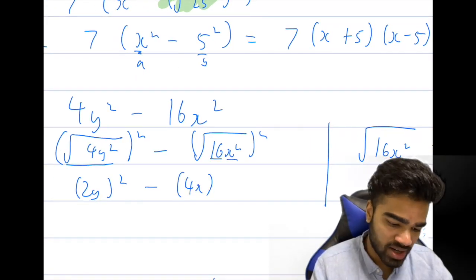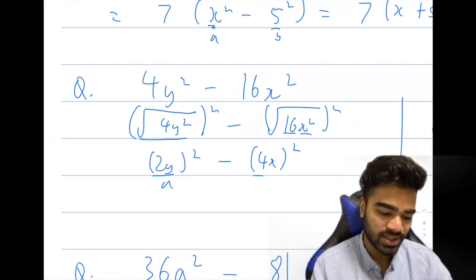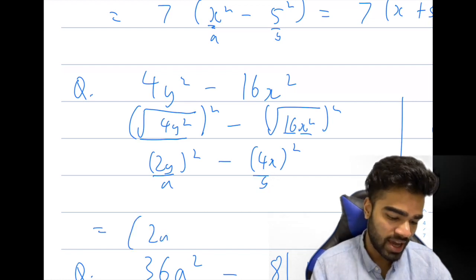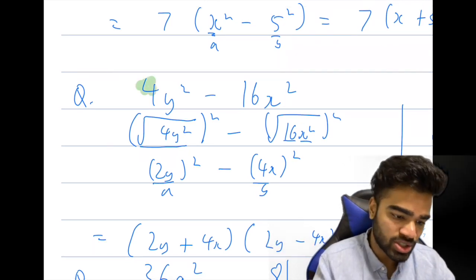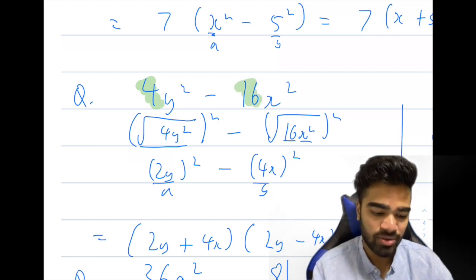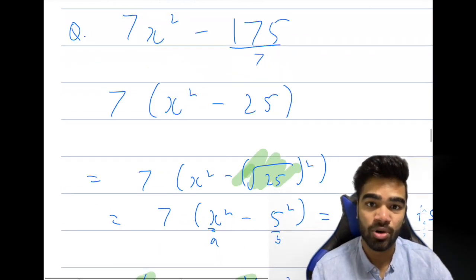Pretty much the shortcut is you root the first one, you root the second one. So you can see a and b, a squared minus b squared. So your final answer would be a plus b, so 2y plus 4x, and a minus b, 2y minus 4x. So pretty much, if you have square numbers straight away, you can square root it and square it straight away. It's a bit different from how we did these questions where we took out a common factor.